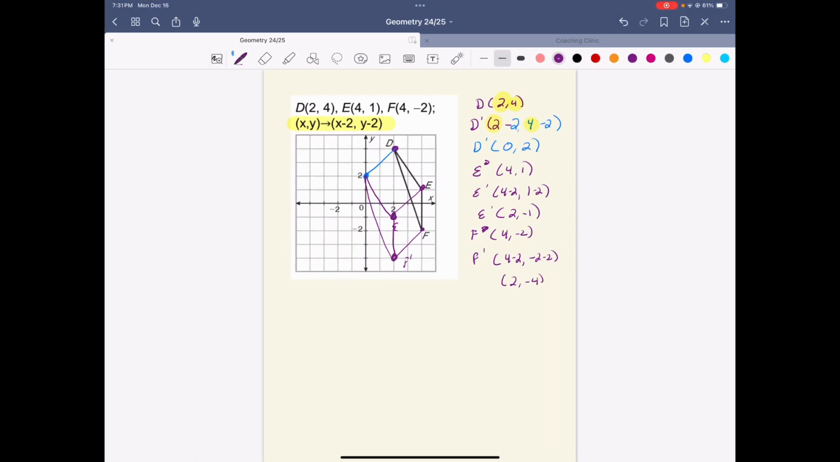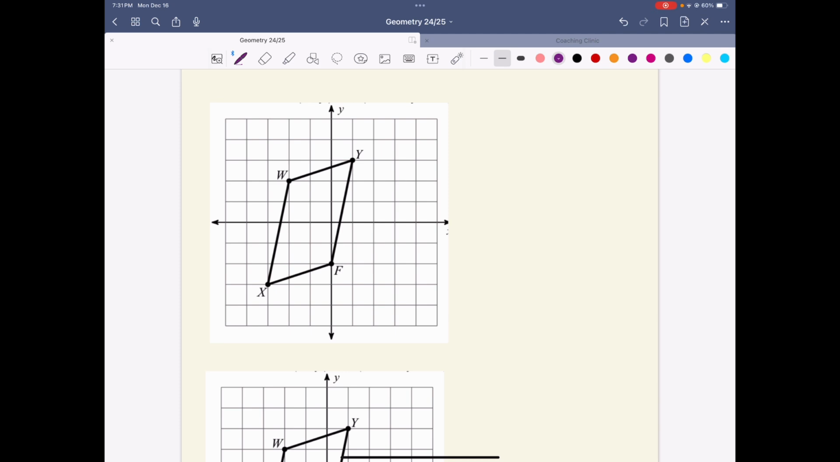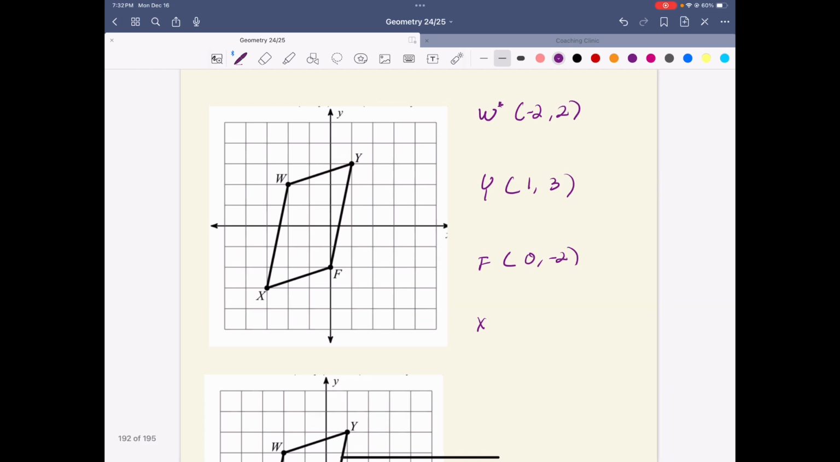Okay, so let's look at the next one. The next type. Okay, now we've got to find them. So we're going to list our W, X, Y, and Z. My original W is at negative 2, 2. Notice I'm going to give myself some space. The Y value is at 1, 3. The F value is at 0, negative 2. And the X value is at negative 3, negative 3.